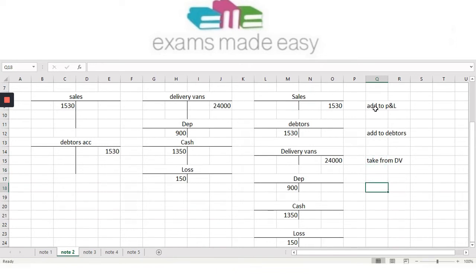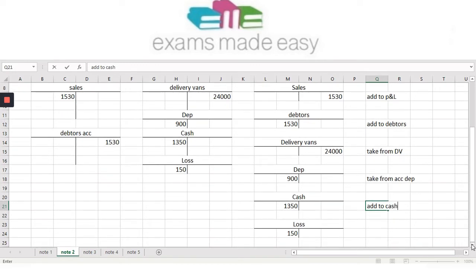The depreciation. So accumulated depreciation on the balance sheet would be on the credit side. So this is on the debit side, so you're going to take from accumulated depreciation. I'll show you where that is in a second. Cash is on the debit side, so you're going to add cash on the balance sheet. And obviously the loss is a take from P and L. That's reasonably straightforward. I'm just going to highlight these.